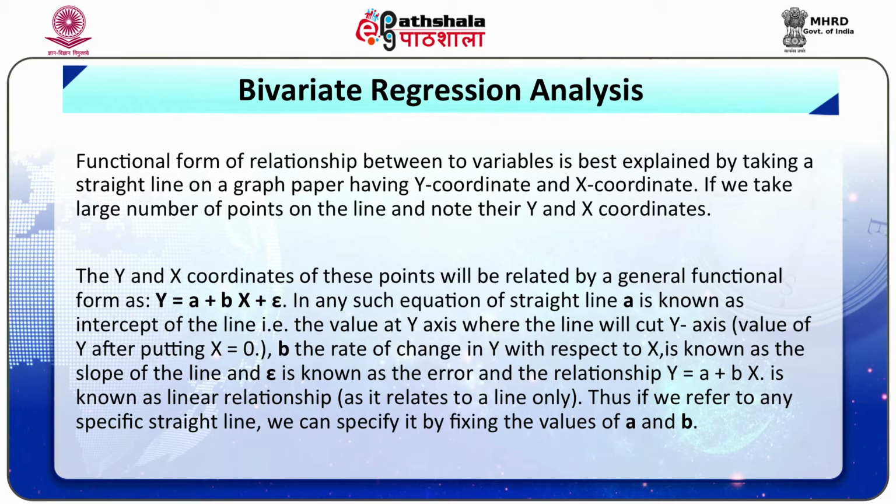In any such equation of a straight line, a is known as the intercept of the line, that is the value at y axis where the line will cut the y axis, the value of y after putting x equal to 0. b, the rate of change in y with respect to x, is known as the slope of the line, and epsilon is known as the error. The relationship y is equal to a plus b x is known as a linear relationship as it relates to a line only.